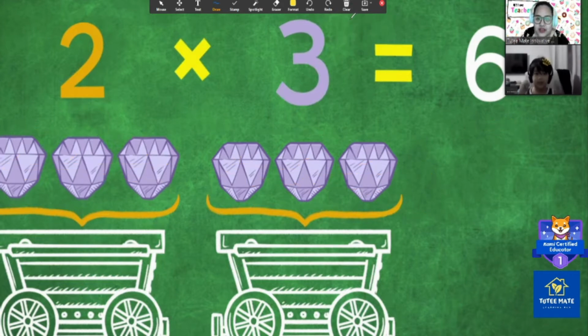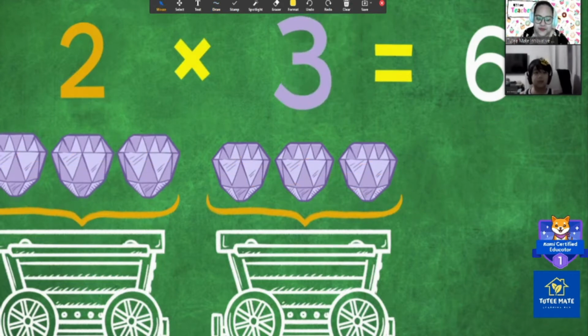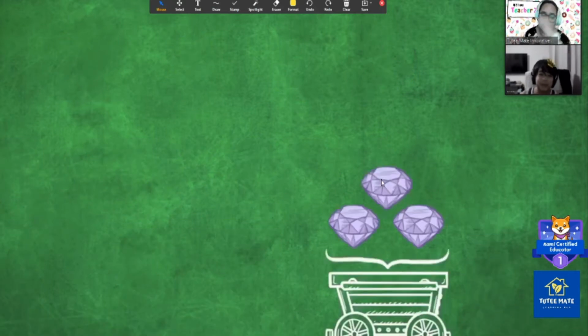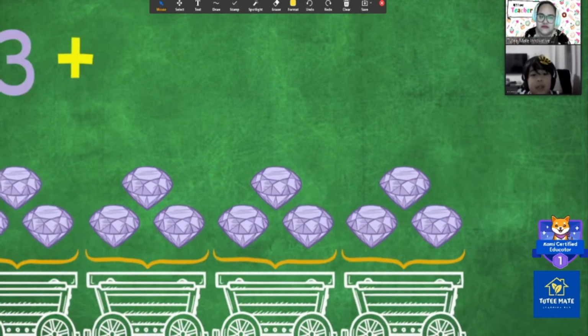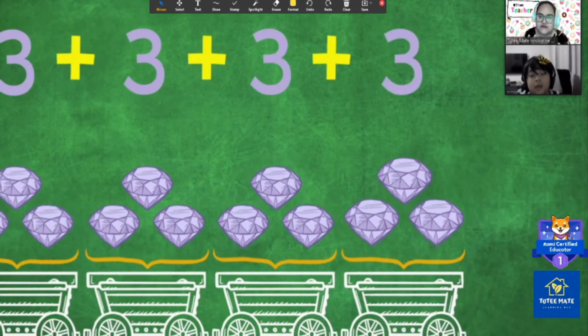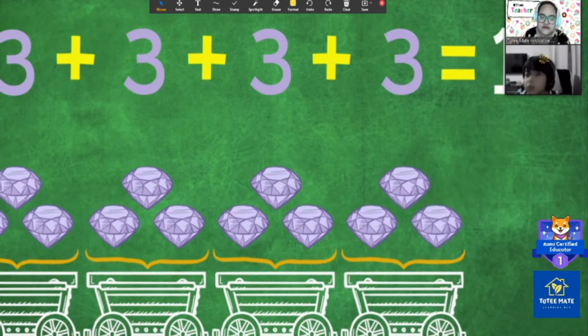3 equals 6. If 4 miners pick up 3 diamonds, we can find out how many diamonds they have altogether by adding 3 plus 3 plus 3 plus 3 equals 12. We can also find.